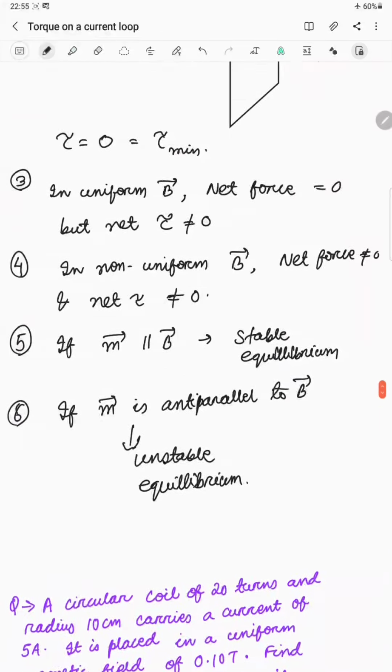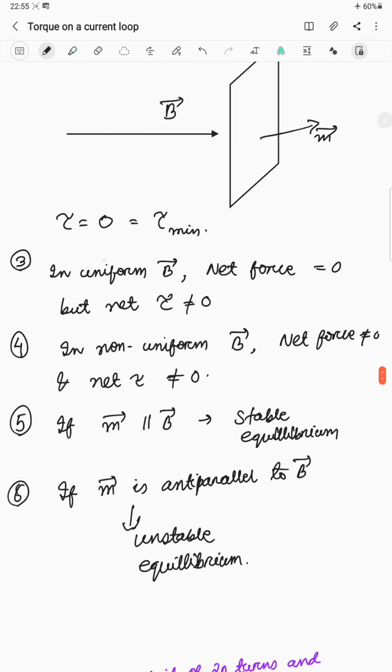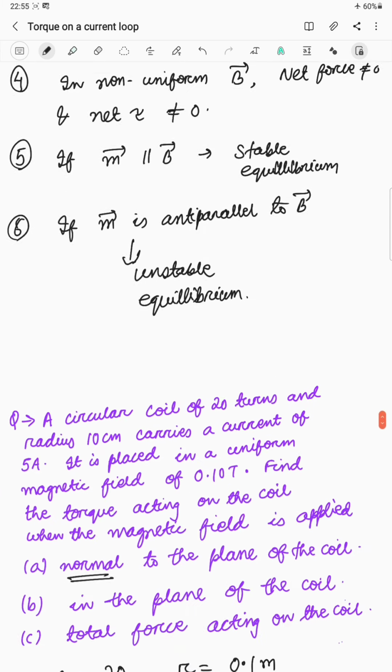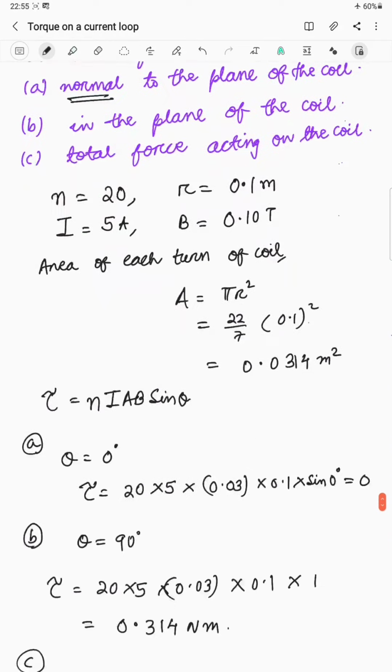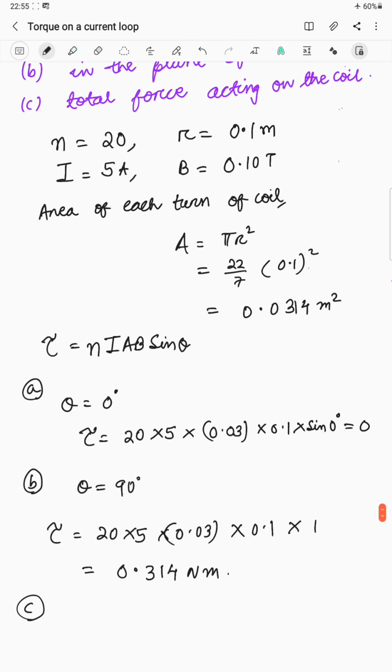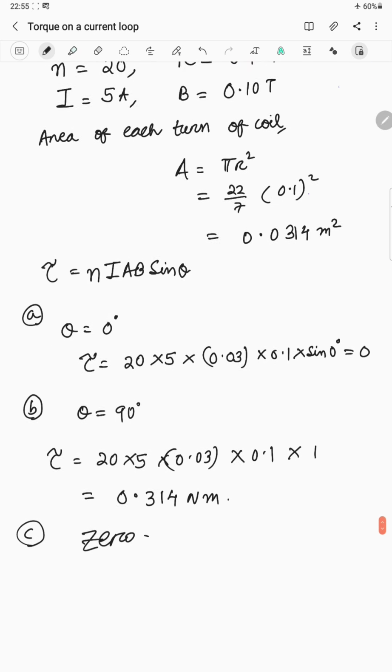And the third one asks to find the total force acting on the coil. If you remember the notes, I told you if the magnetic field is uniform, the net force is 0. And here the coil carrying current acts like a magnetic dipole. So the force acting on a magnetic dipole in a uniform magnetic field is going to be 0. So no need to solve it. You can simply write that the force acting on the coil will be 0.